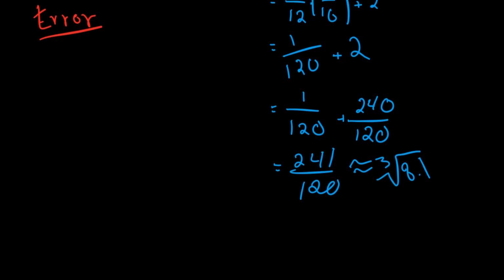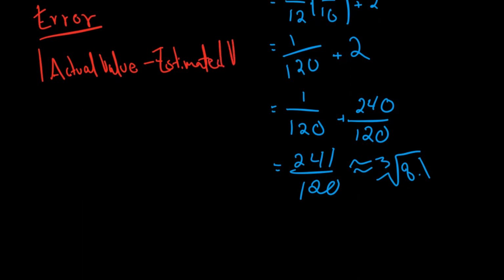So we have the absolute value of the actual value minus the estimated value, and we'll use an absolute sign. This will give us our error. This is going to be equal to our error.